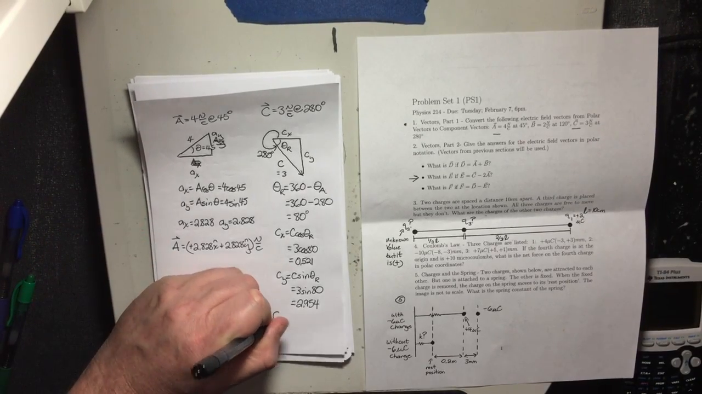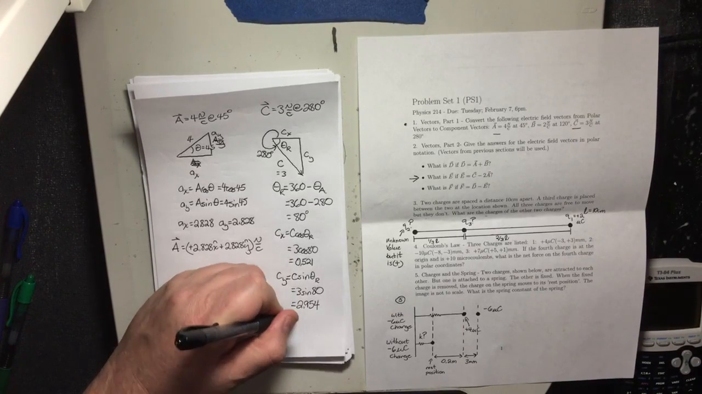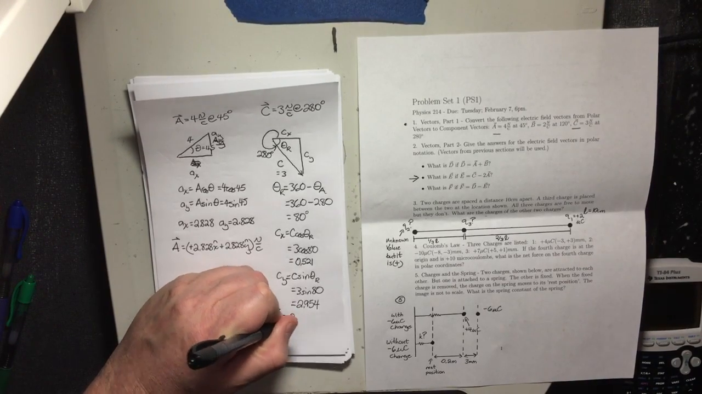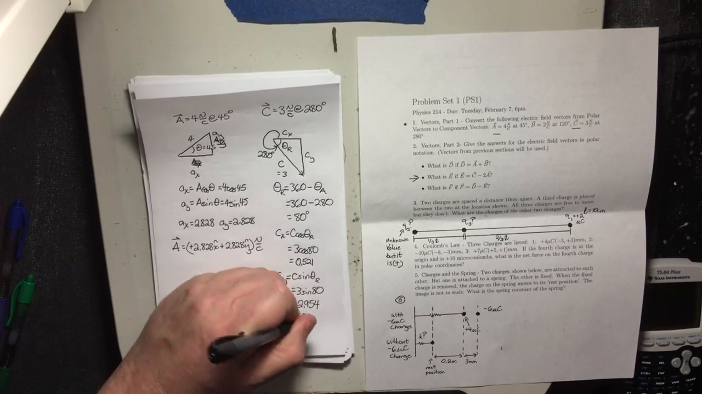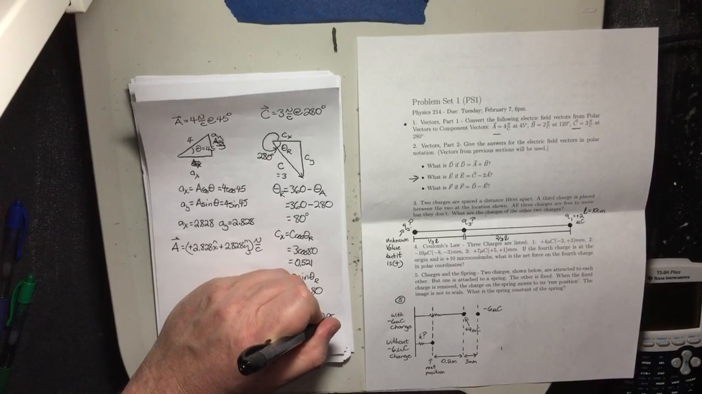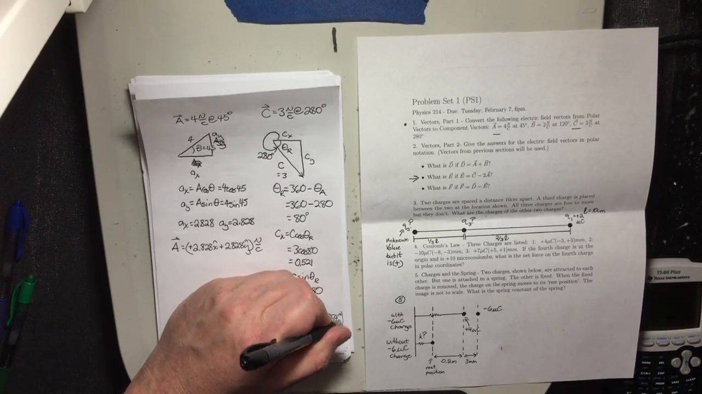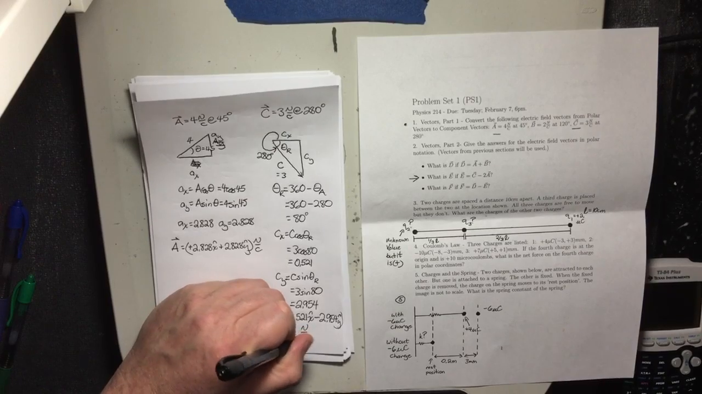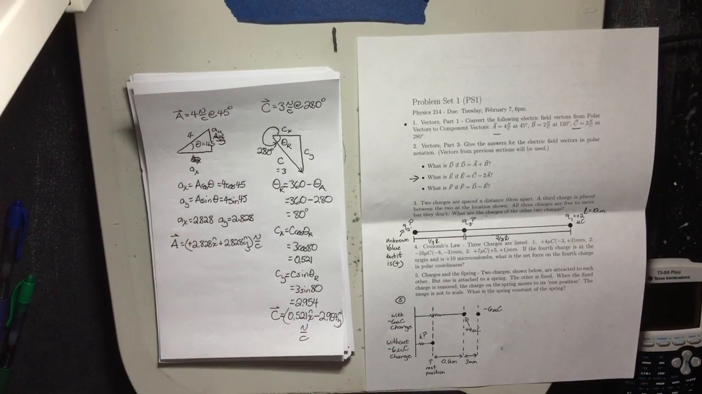So the C vector is 0.521 x hat minus 2.954 y hat newtons per coulomb. So that's the first problem. You do the same thing for number 2. Number 2 is second quadrant, so it has its own little things that you need to remember.